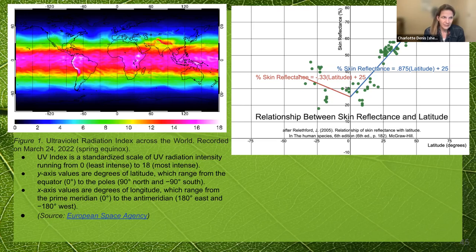And even at the equator, where the prediction is for the darkest of skin, there is about a 25% skin reflectance at zero latitude. And then you can see, of course, how the slope of the line goes higher when you get going north of the equator versus south of the equator. So that's a new feature that we're going to be adding to the materials.